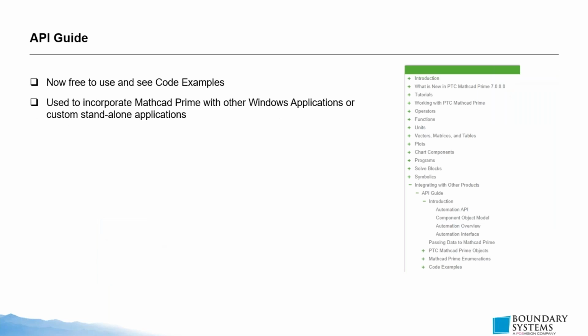The last big enhancement is that the API guide is now free, and you are able as a user to see code examples of how to use it. So there's no different software package you have to buy to use the API guide. If you're not familiar, this API guide allows you to incorporate Mathcad Prime into other Windows applications, or you can use it in your own custom standalone applications. So there's a bunch that goes into that. I'll show you where you can find this API guide. We won't have any demonstrations of it. And so that's all that's new in Mathcad Prime 7.